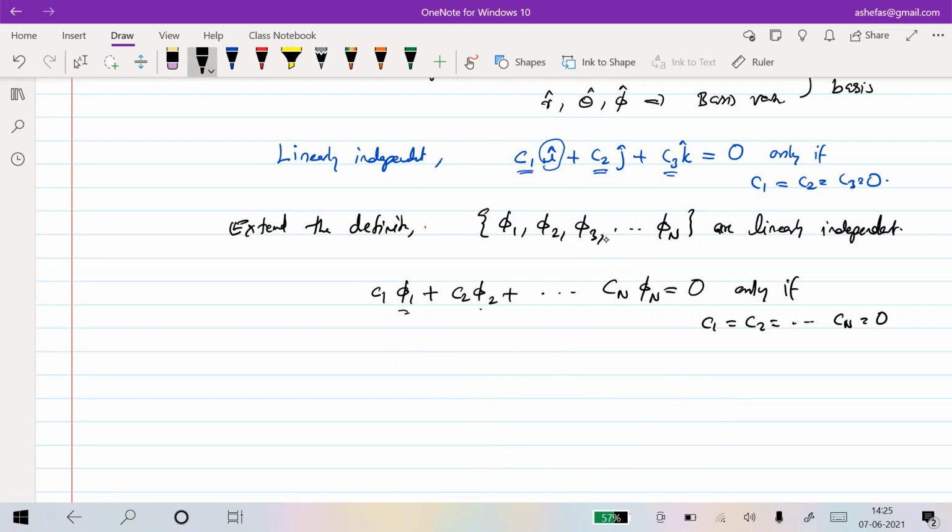So if phi1, phi2, phi3, etc. up to phi n are the maximum number of linearly independent vectors in a vector space, then we can treat this as a basis.